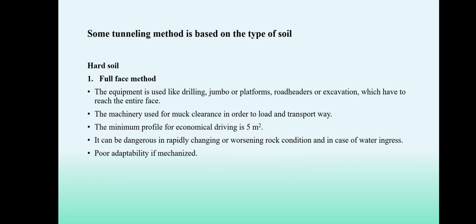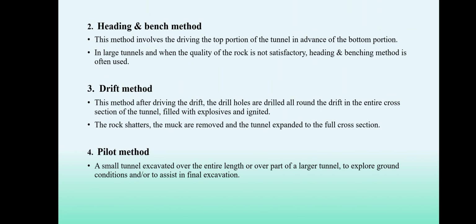Some tunneling methods are based on the type of soil, hard soil. First, the full face method. The equipment used, like a drilling jumbo, a platform, or a roadheader, has to reach the entire face. The machinery is used for muck clearance in order to load a transport way. The minimum profile for economical driving is 5 square meters. It can be dangerous in rapidly changing or worsening rock conditions and in case of water ingress, but has adaptability if mechanized.